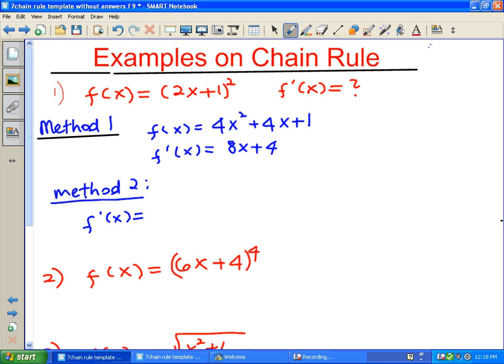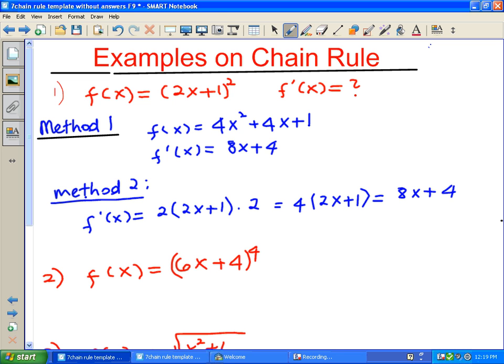Now, method 2 uses the chain rule. The outside function is a squaring function. So first we're going to differentiate that. So bring the 2 down, subtract 1 from the power, leaving the inside unchanged. To the first power, I don't even need to bother putting that 1 down, and multiply this by the derivative of the inside. And if I simplify this by FOILing or multiplying it out, I get 4 times (2x + 1), which is the same thing as we got above, 8x plus 4.